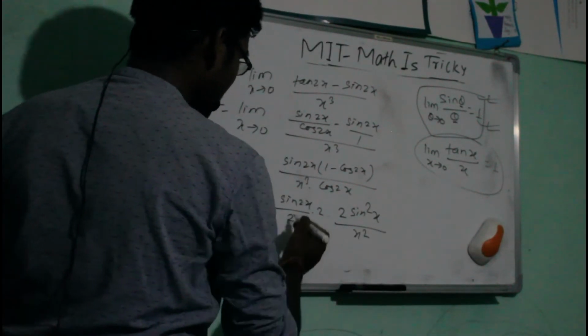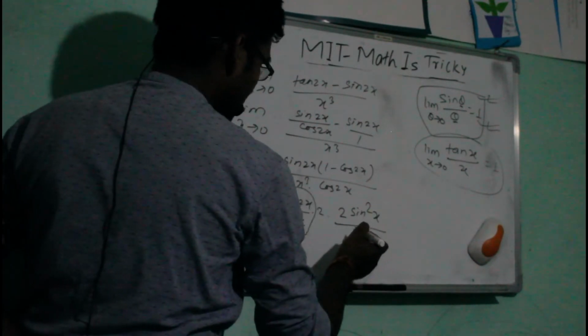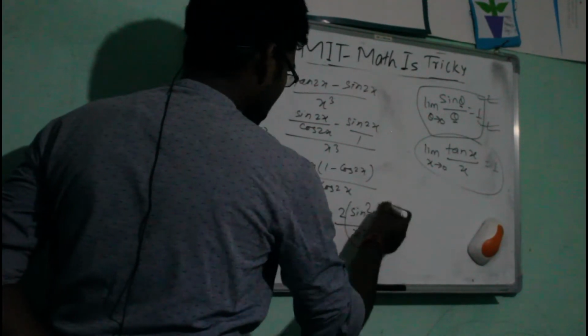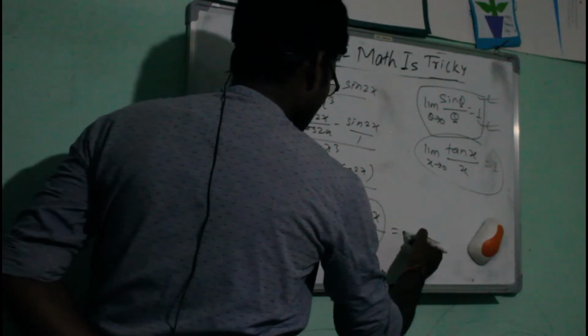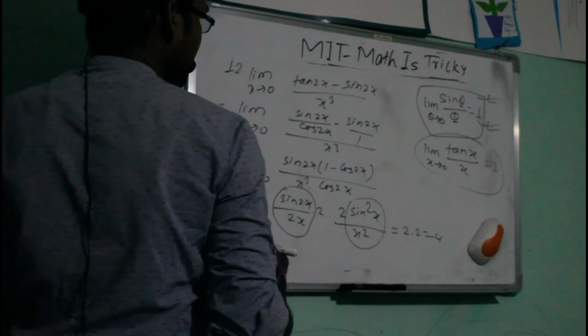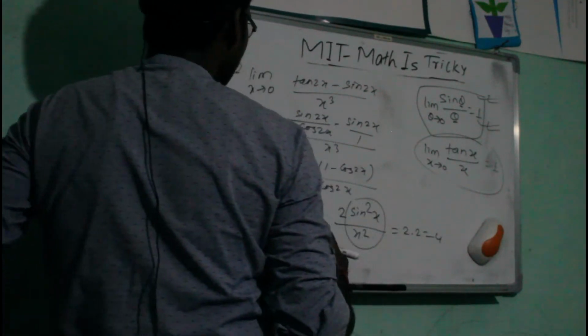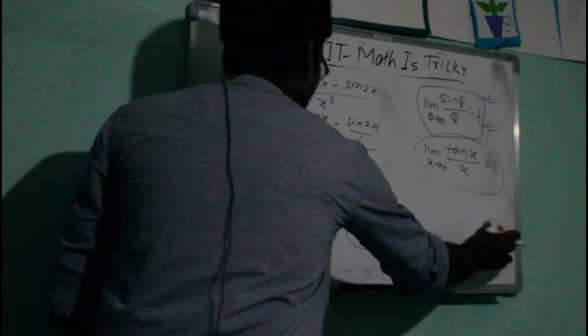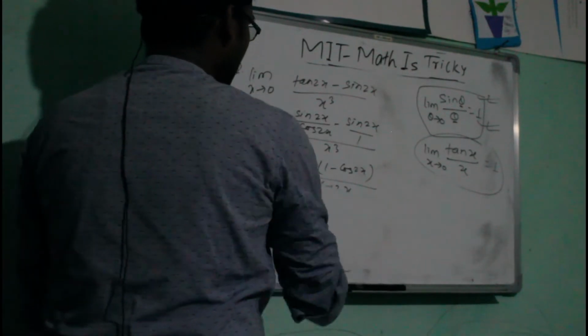So what we are getting here, this is 1, and this will be also giving 1. So the answer is 2 into 2, the answer is 4. Okay, so that's our final answer. Hope you understood this. Let me solve one more problem for you.